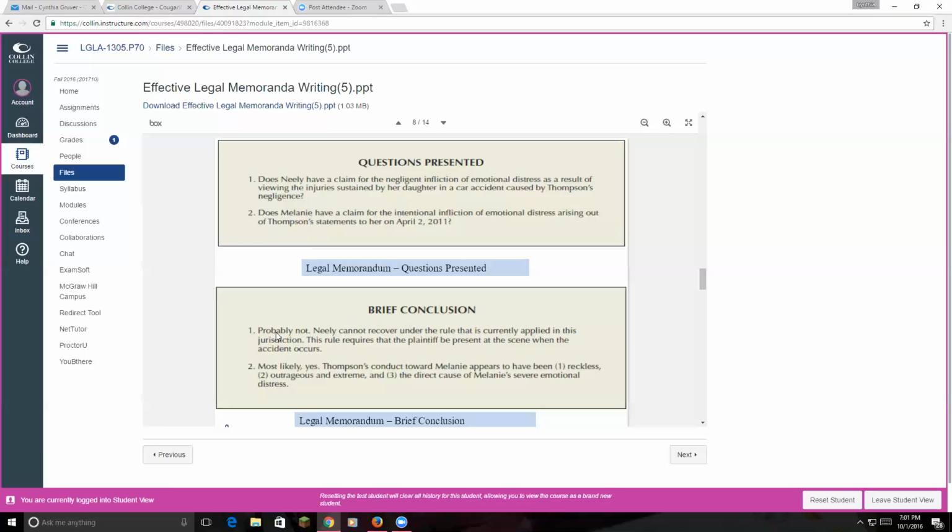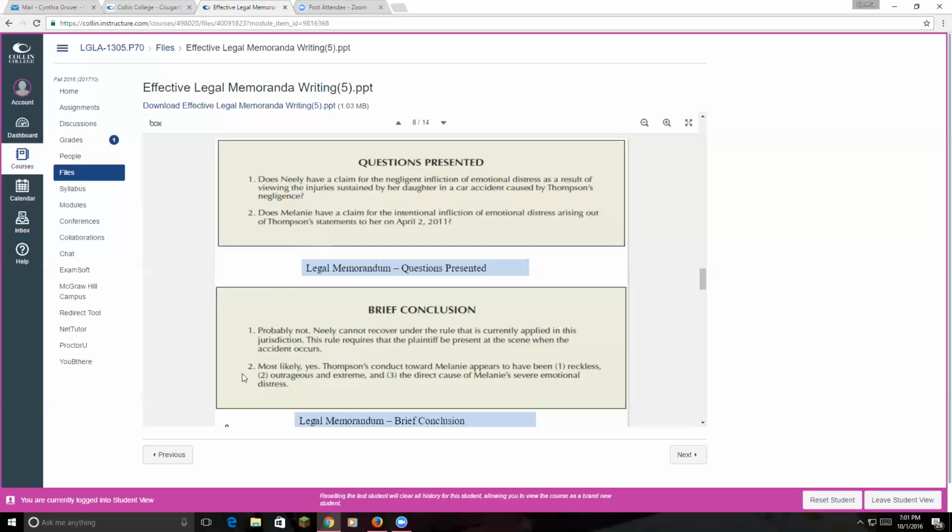Now, I suppose you could remove probably not and just start with Neely. Neely cannot recover under the rule that is currently applied in this jurisdiction. People like the sentence fragment, though, because it's easy to read and to understand because it's answering this particular question. And again, your goal here is just to have that executive summary. So probably it's best to use that sentence fragment in this context. Let's look at our next question and look at our answer here.